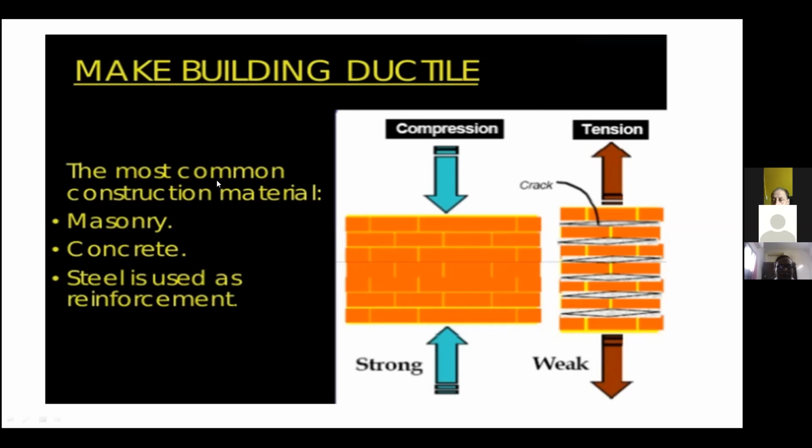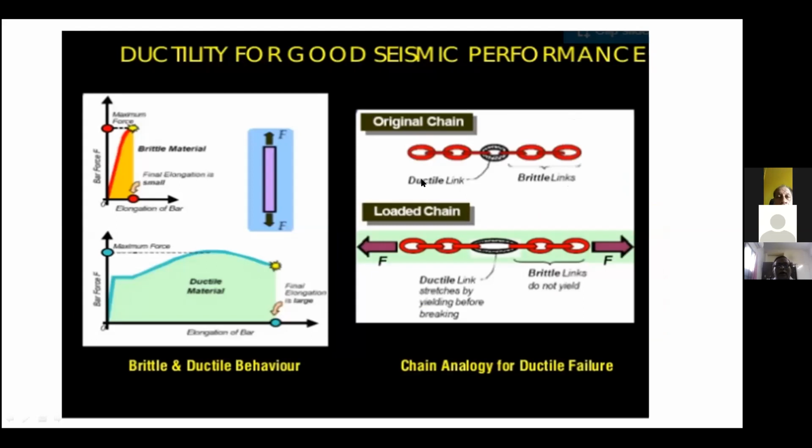Most of the construction material, we all know, is masonry and concrete. Most of India follows masonry and concrete, and steel is used as reinforcement. Now, ductility for good seismic performance. The chain analogy is shown on the right-hand side. You have many brittle links. Suppose you have a ductile link. The ductile link is marked here.